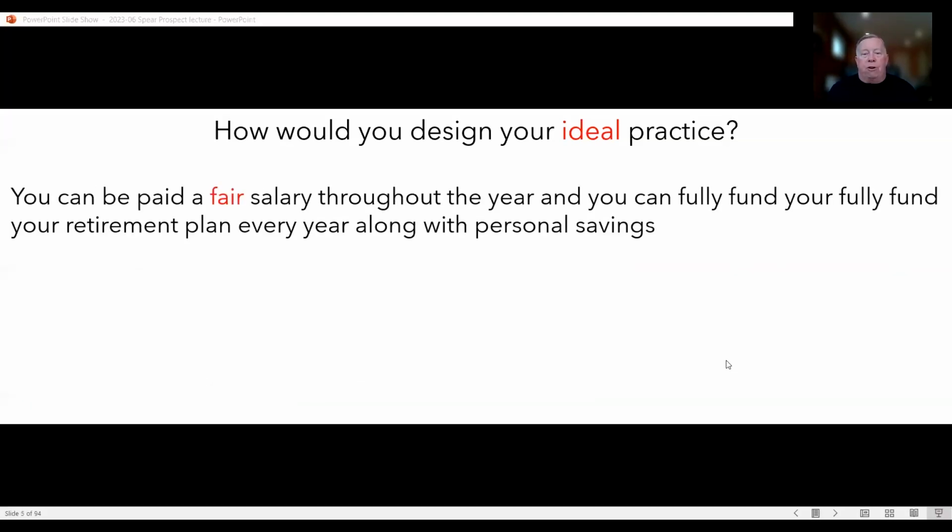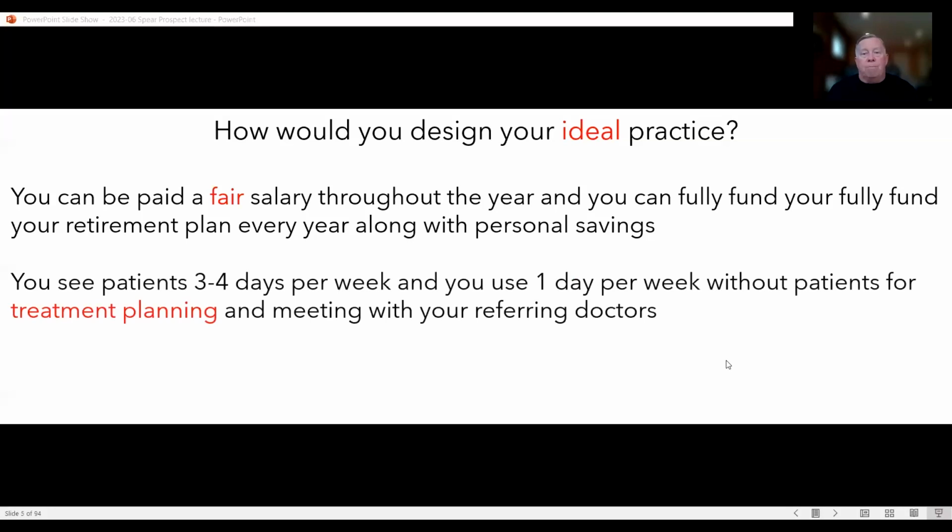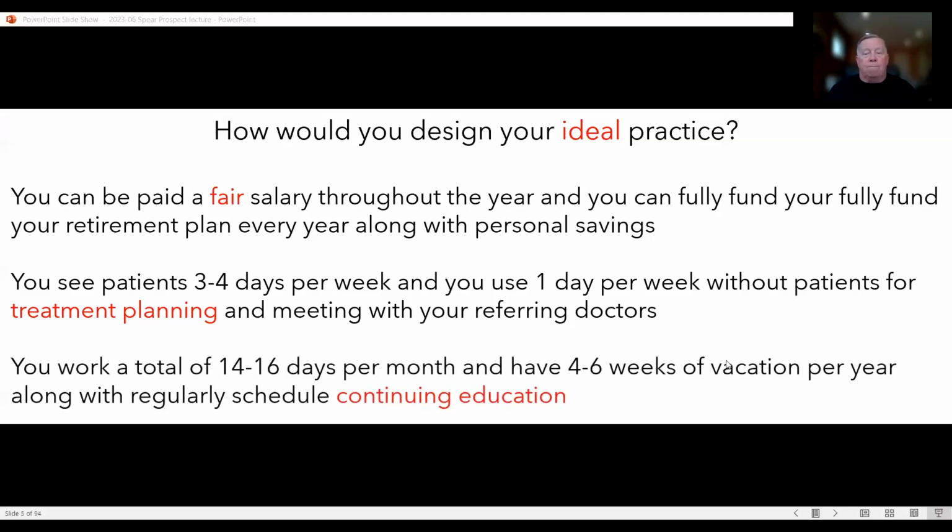You're going to be paid a fair salary throughout the year. You'll be able to fully fund your retirement plan along with personal savings. You'll generally see patients 3 to 4 days a week and use another day a week without patients for treatment planning and meeting with your referring doctors. You'll generally work 14 to 16 days per month. You have 4 to 6 vacation weeks a year, along with regularly scheduled continuing education.